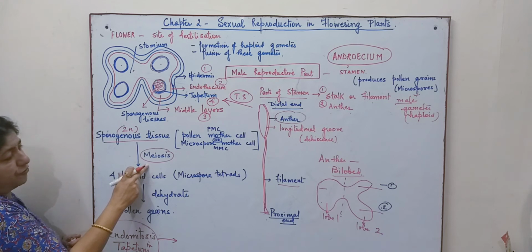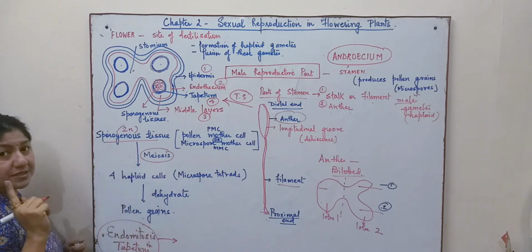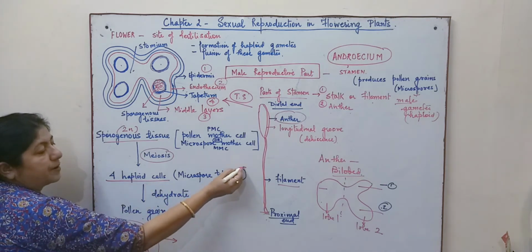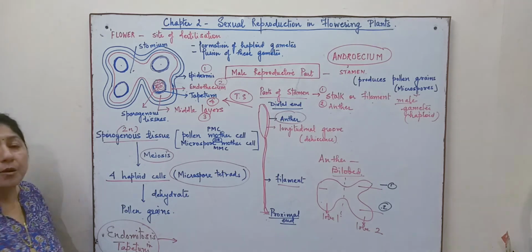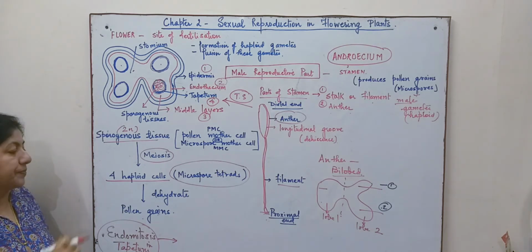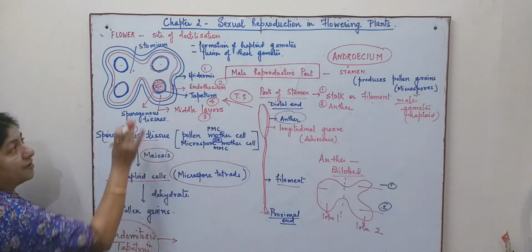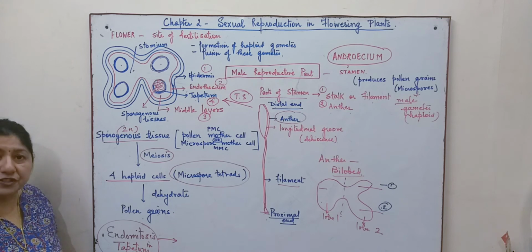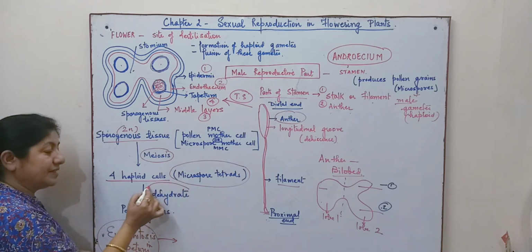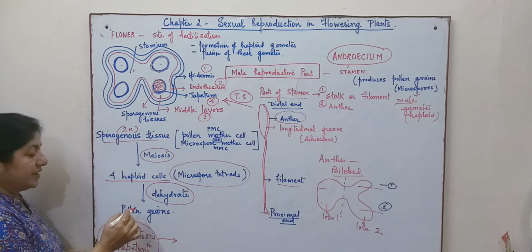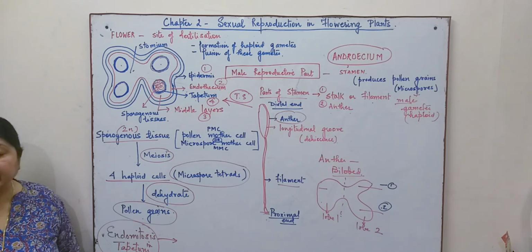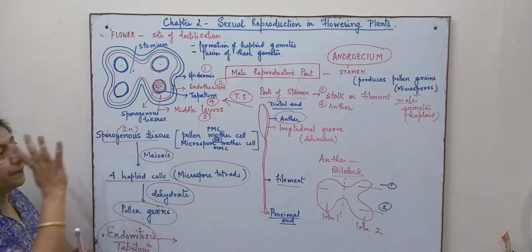They undergo the process of meiosis, and each sporogenous cell will produce 4 haploid cells, and these 4 haploid cells together are called microspore tetrads. These microspore tetrads are formed within, and they are joined to each other with a connective tissue. When this connective tissue dehydrates, they form the pollen grains. And these pollen grains on maturation are released by the dehiscence of the anther.